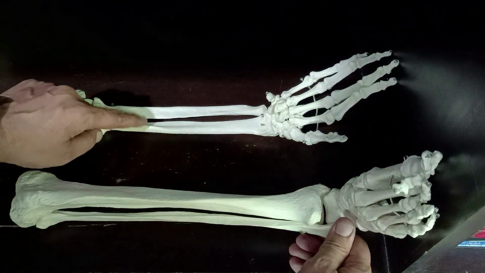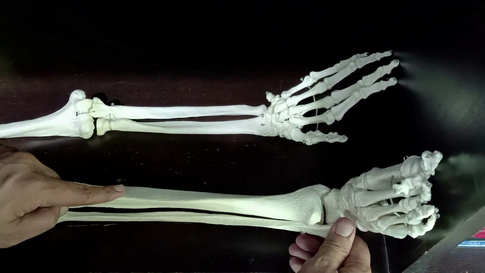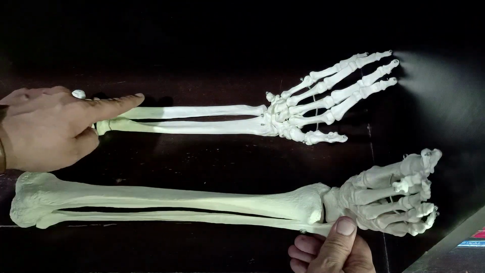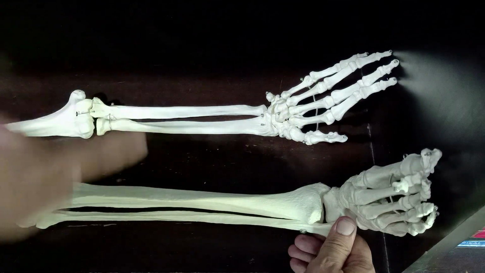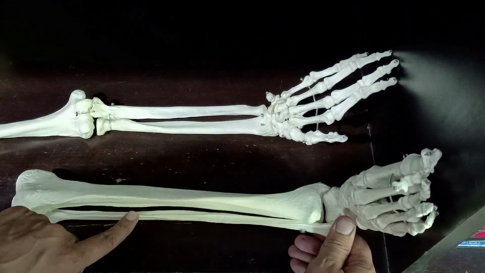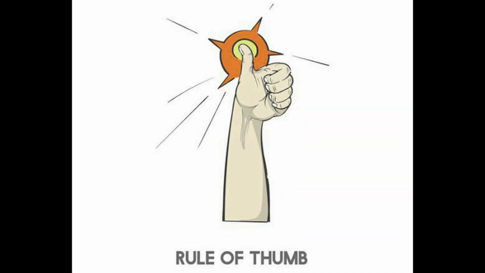The radius, that is the lateral bone of the upper limb, is homologous with the medial bone of the lower limb, that is the tibia. Ulna, that is the medial bone of the forearm, is homologous with the lateral bone of the leg, that is the fibula. Why this difference? Why this disparity? The reason is the rule of thumb.